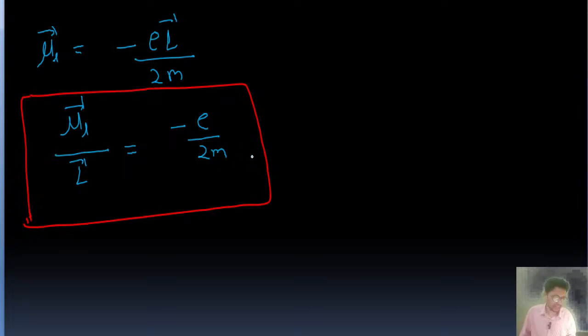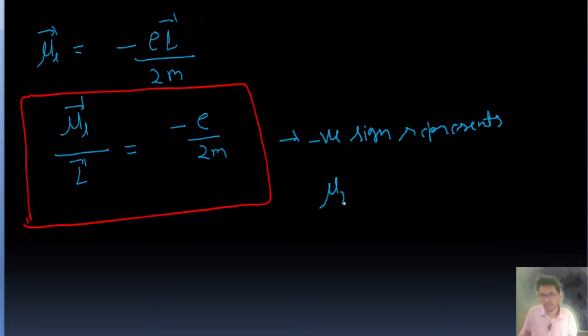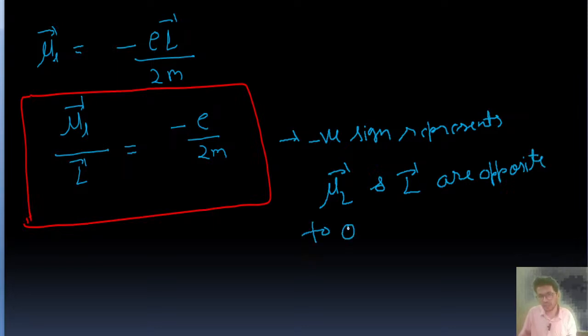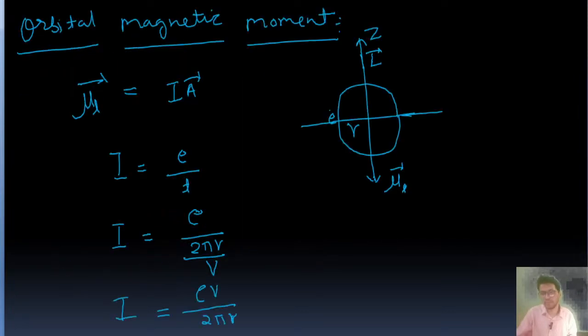And the minus sign represents that mu L and angular momentum L are opposite to each other, meaning in direction. You can see here in the figure, this is in the negative z direction, and this is in the positive z direction.